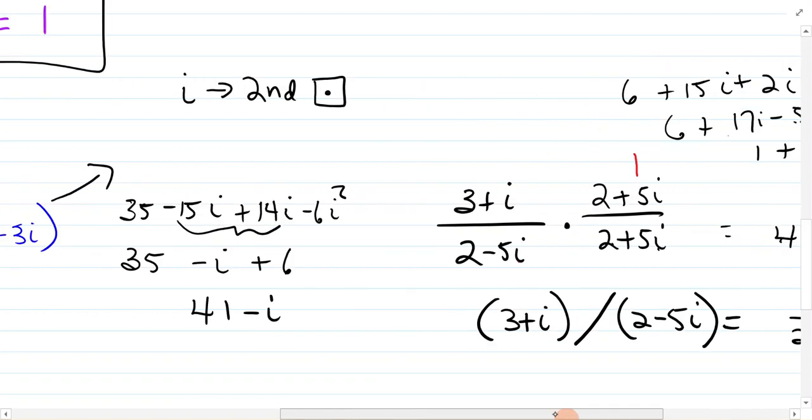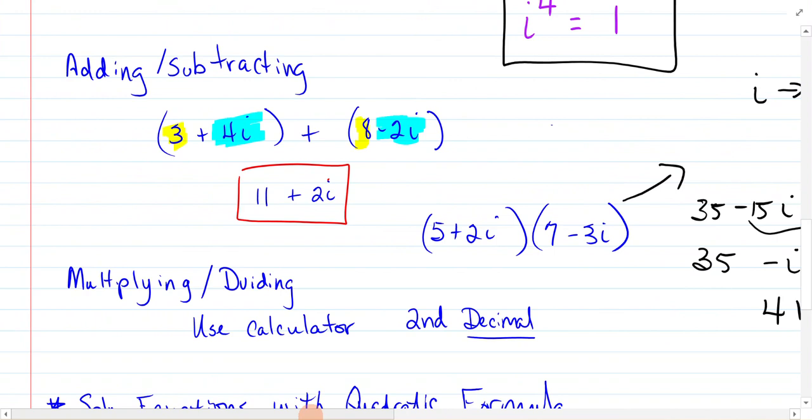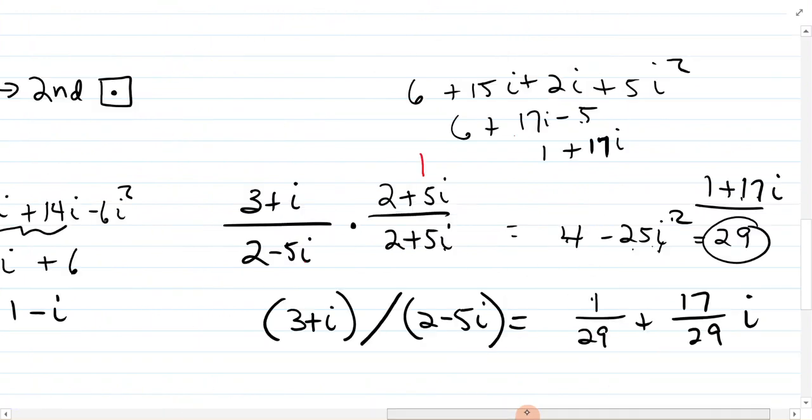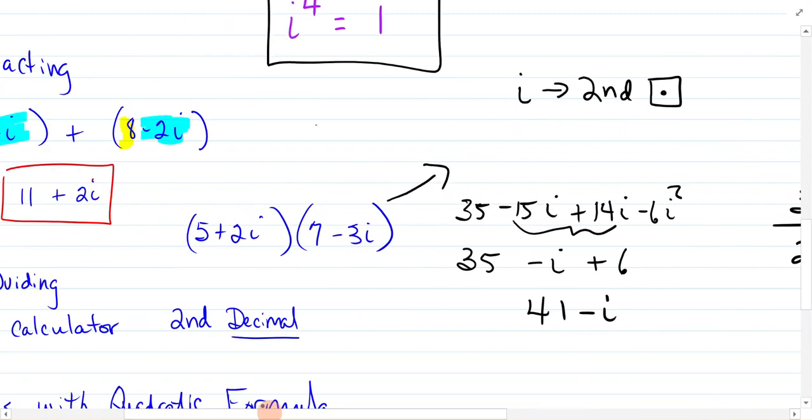Now, we're going to do them with our calculator. If you want to use your calculator, you just put things in, and we'll see that in the problem set. And to find i, it is the second key and the decimal. So second decimal.